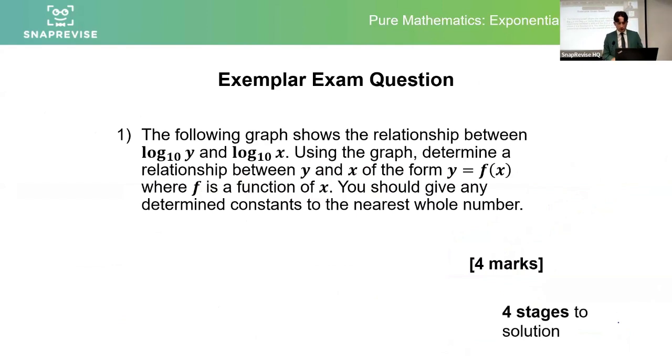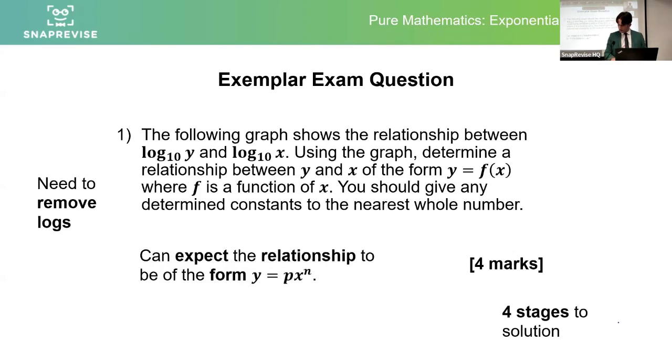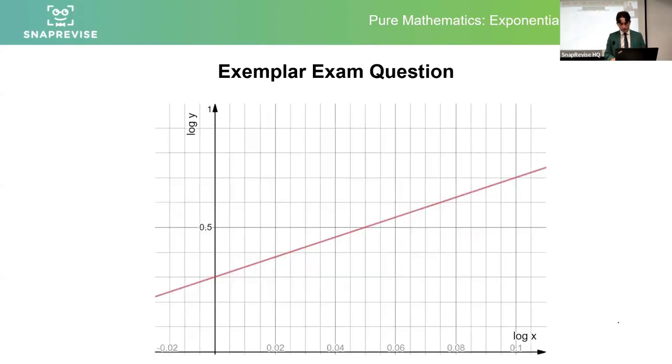Okay, so 4 marks, 4 stages. We need to sort of remove the logs. Let's have a little look. What else are we doing? Yeah, so we need to kind of expect it to be of that form. So we're kind of anticipating this the other way around. And there's the graph. So if you've got that in front of you, if you want to have a little look at that, let's just reread the question and then I'll let you give this a go.